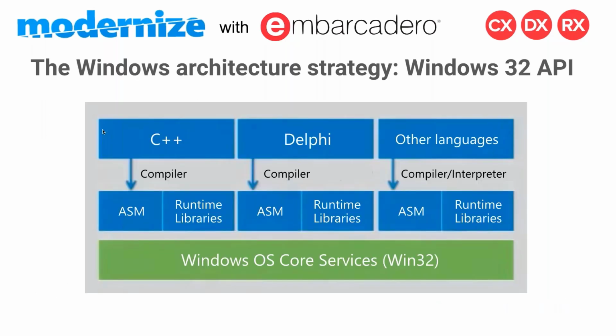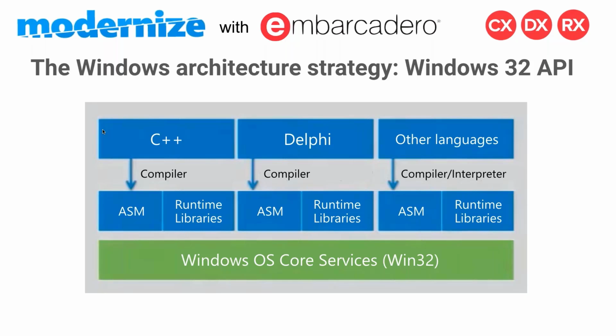First of all, the Windows architecture strategy started with the Windows 32 API. The Windows 32 API is just a 32-bit version of the very original API introduced with the original Windows 1, 2, 3, until we came to Windows 95, then it switched to 32 bits. But other than the change to 32 bits, the API naming conventions stay basically the same.